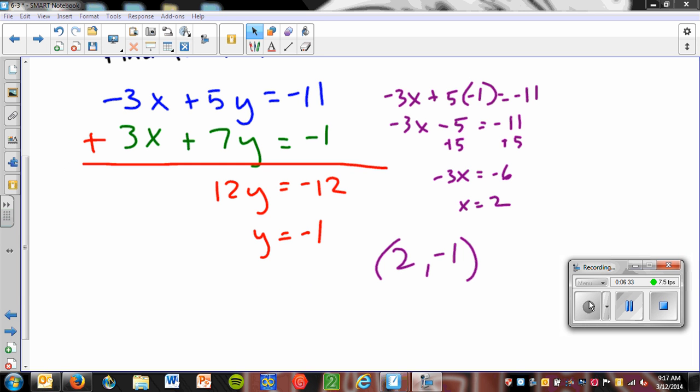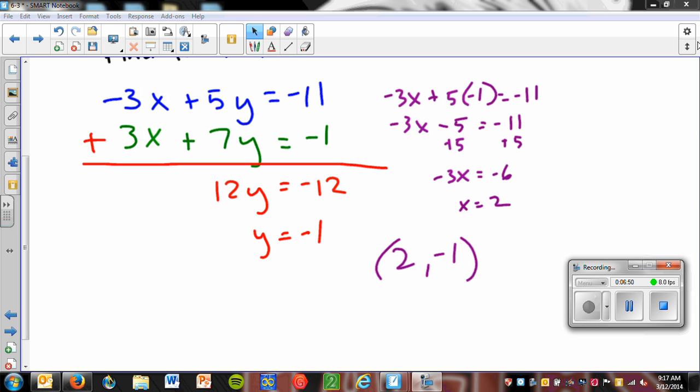All right, there it is. Added them together because they were opposite, because negative 3x plus 3x gives me my 0, my elimination. So all I have left is 12y equals negative 12, just adding top to bottom. Dividing both sides by 12, I get y equals negative 1.